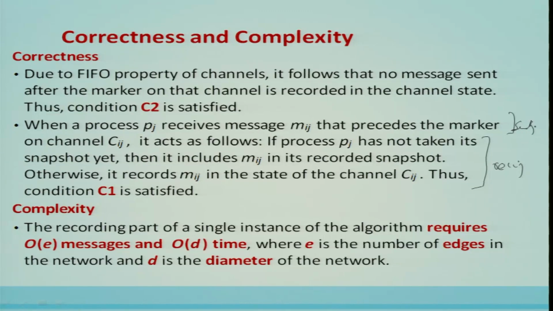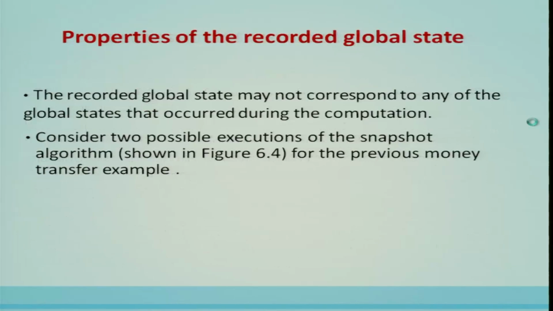So this shows the correctness of the snapshot recording, which is a consistent global snapshot or global state recorded by this algorithm. The complexity: the recording part of a single instance of the algorithm requires of the order E messages, where E is the number of edges, and the time complexity is of the order D, where D is the diameter of the network. Now let us see the properties of the recorded global state.